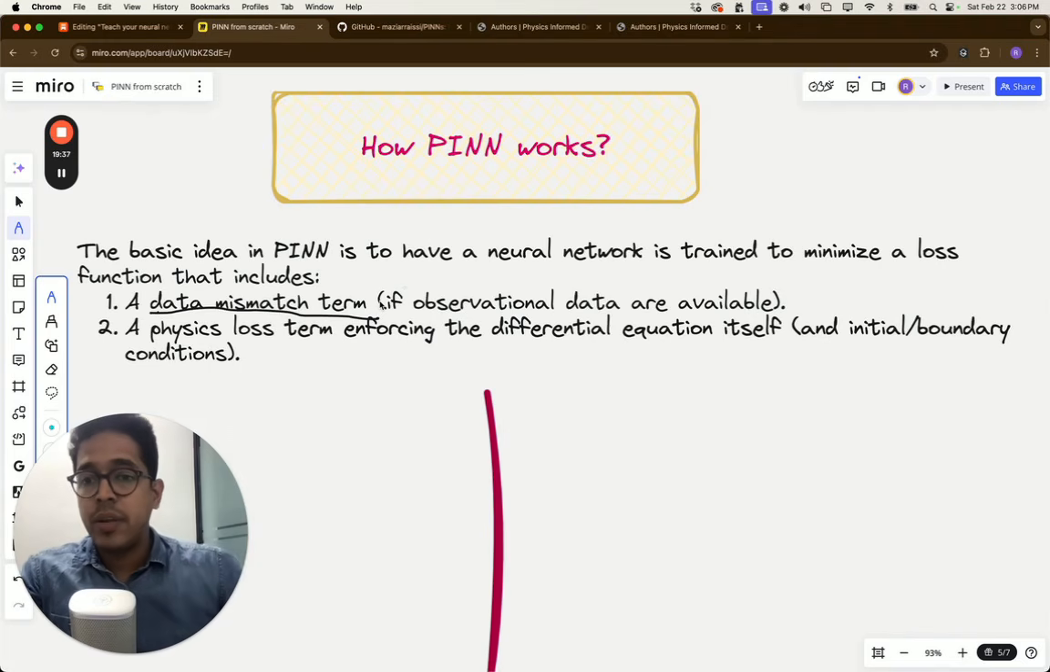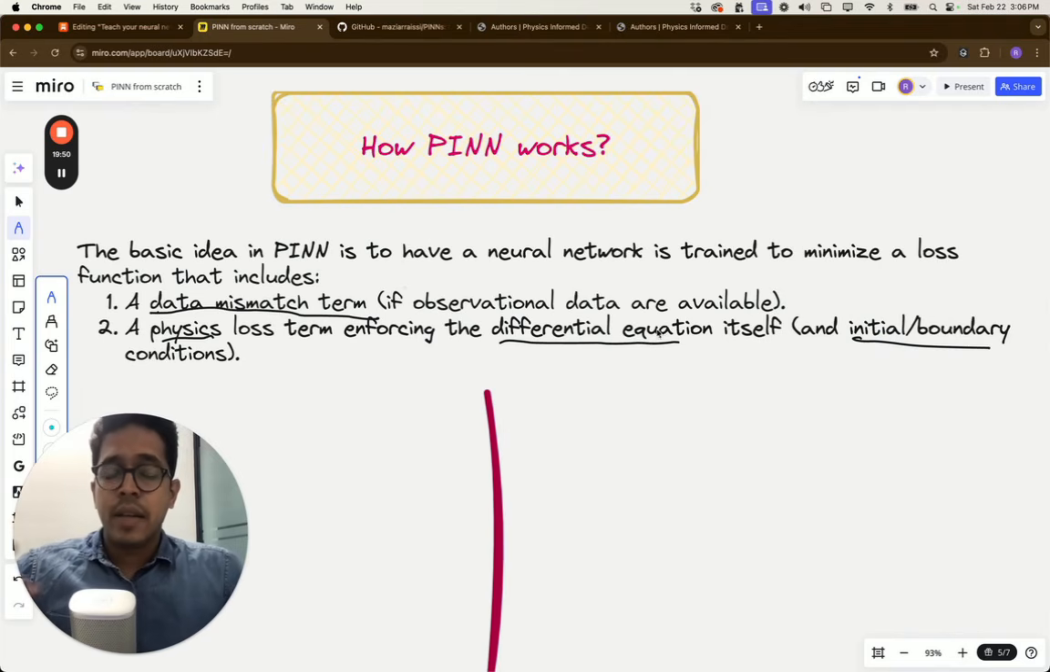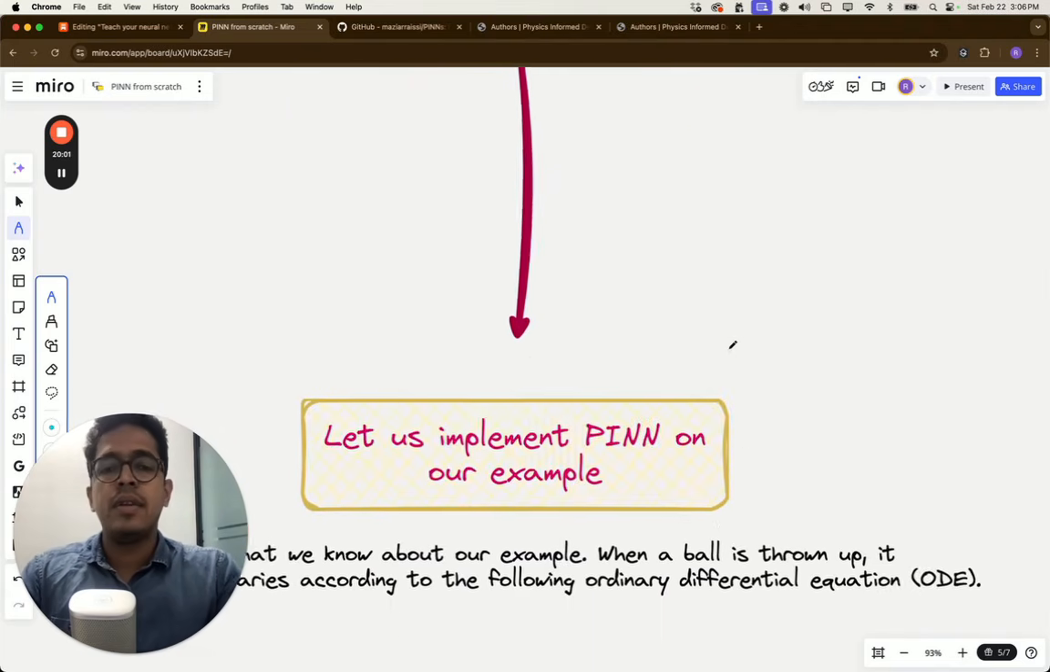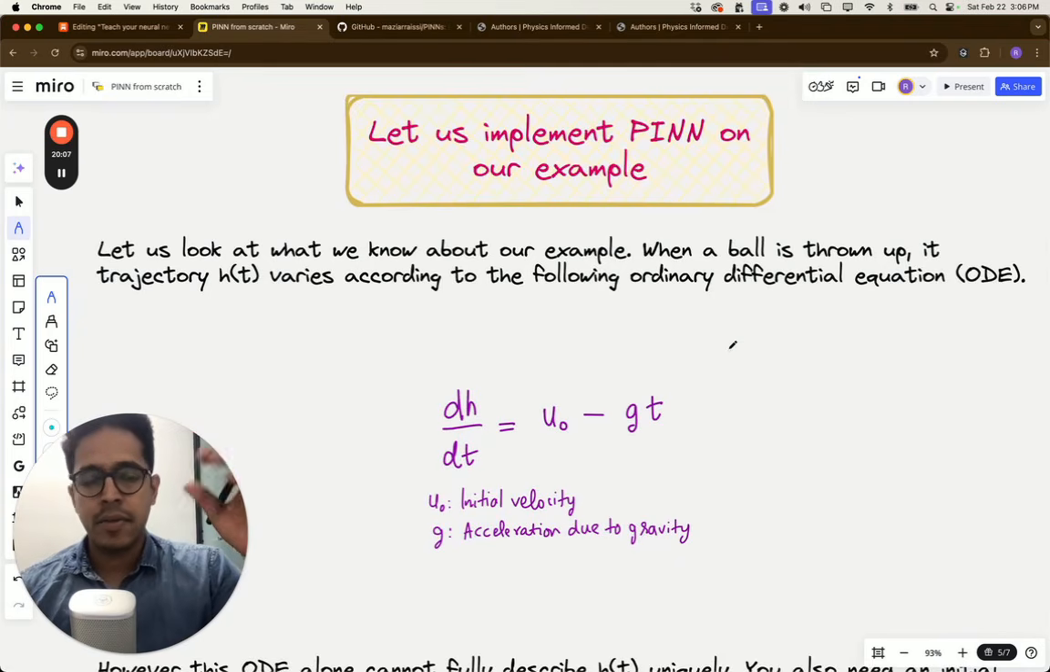But whenever you stray too much away from your physics described by differential equations and also described by initial or boundary conditions, so whenever your predictions are straying away from what the differential equation predicts, or what the initial or boundary condition says, that should also contribute to a loss. If your loss can be modified like this, then indirectly you are asking the neural network to learn the inherent physics in this phenomenon. So in our example of ball throwing, let us implement physics-informed neural network.